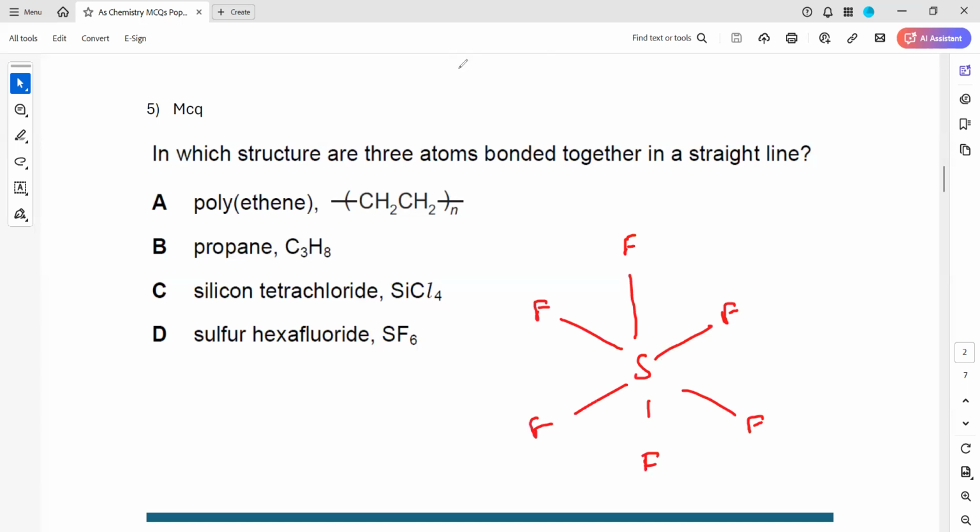So when we take this total angle, it will be 180. If you take this total angle, it will be 180. If you take this total angle, that will be 180. If you take this angle, that will also be 180. So to have a bond angle of 180, it means they're attached in a straight line. That's why D will be the right answer for this. Is it clear?